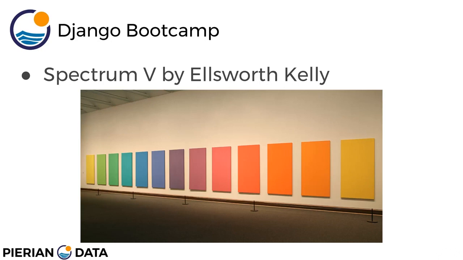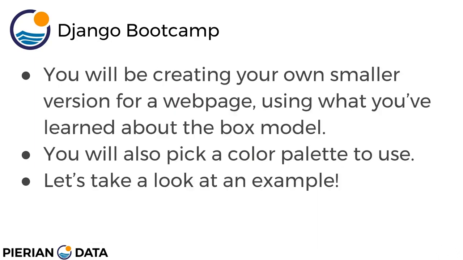Basically, you'll be creating a set of table cells that have a color, and you're going to mess around with the border, the margins, and the padding, which we learned about in the box model CSS, to space those table cells correctly so that it has some sort of appearance similar to this piece of art. So you're going to be creating, again, your own smaller version for the web page using what you've learned about the box model. And you're also going to learn how to pick a color palette to use based off a few websites that I'm going to show you now.